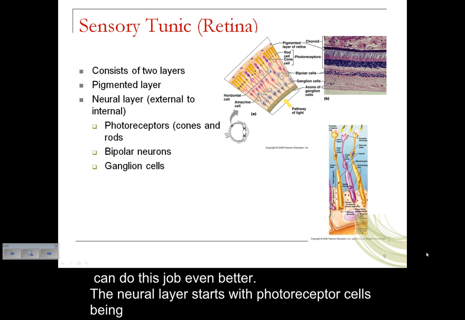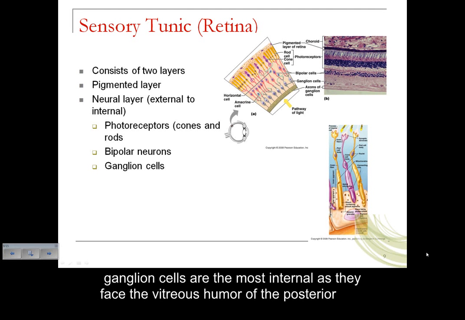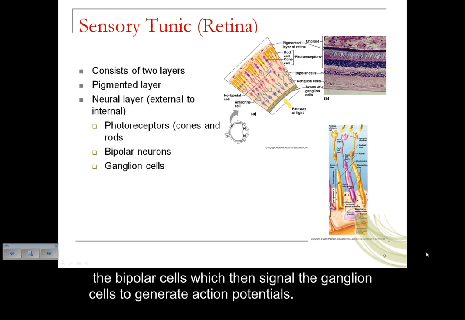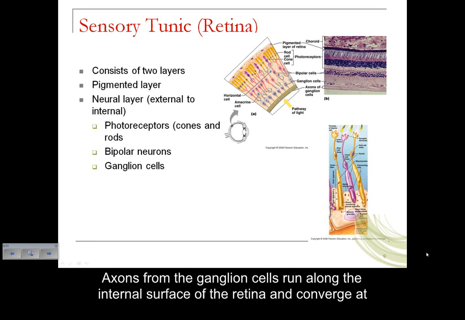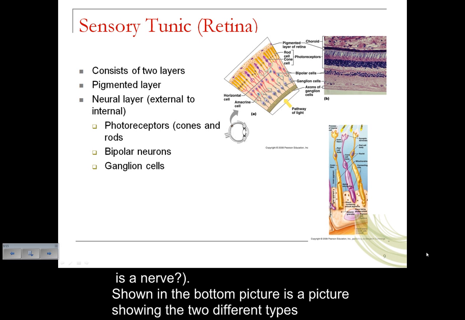The neural layer starts with photoreceptor cells being closest to the pigmented layer, followed by bipolar cells, and then the ganglion cells. The ganglion cells are the most internal as they face the vitreous humor of the posterior cavity. When stimulated by light, or photons, the photoreceptor neurons signal the bipolar cells, which then signal the ganglion cells to generate action potentials. Axons from the ganglion cells run along the internal surface of the retina and converge at the optic disc to leave the posterior eye as the optic nerve. Remind yourself, what is a nerve?